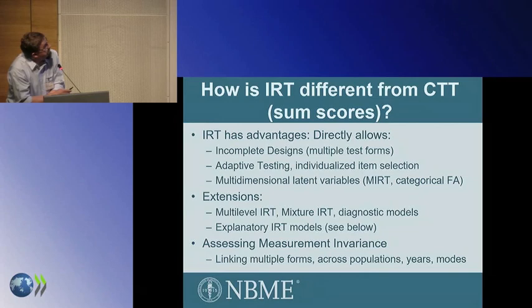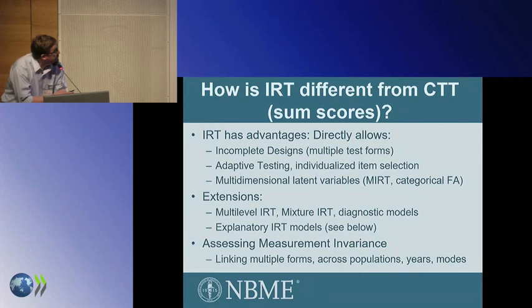So in summary, IRT has these direct advantages of allowing incomplete designs, allowing adaptive testing, individualized item selection, and also allowing multidimensional latent variables, such as they are actually used in PIAAC, PISA, et cetera. We don't just have achievement, we have different literacy domains in PISA or in PIAAC or different subject domains in other tests. There are a lot of extensions to IRT, so you can include multilevel IRT, mixture IRT, diagnostic models, explanatory IRT models, and we will hear later on today about other versions that directly use item response and can probably be seen as variants of IRT models with maybe structural assumptions.